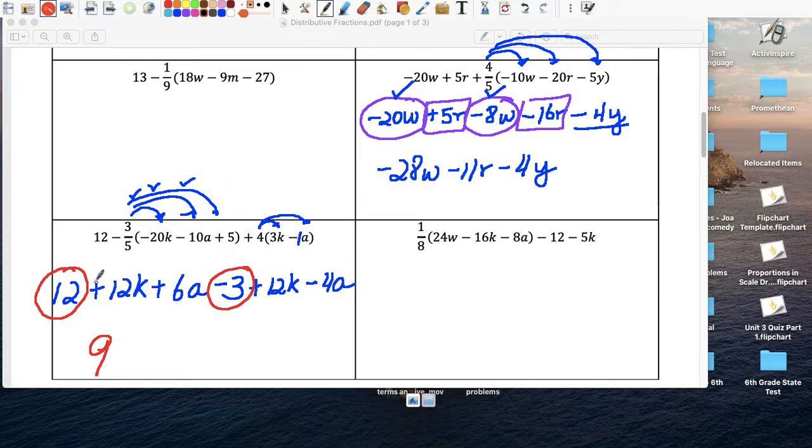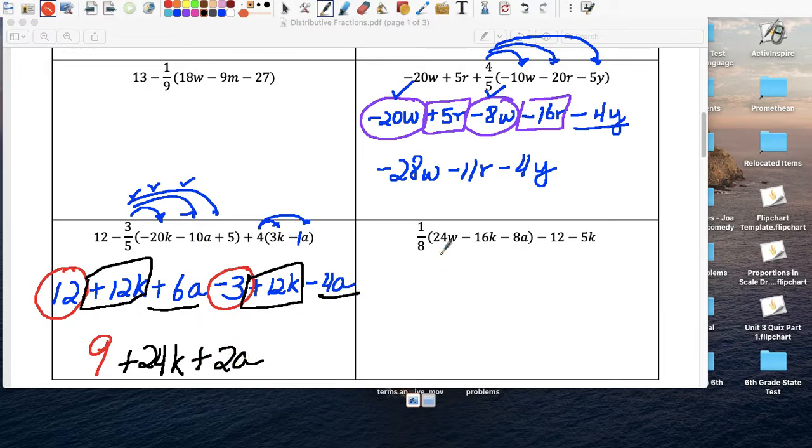K's, do we have any K's? Yeah, we have a 12K over here, positive 12K, and another positive 12K, and those two give me 24K. The other two I won't circle because they are like terms and they're the same. So 6A minus 4A is simply positive 2A. Okay, so it's simplified when I can't combine any like terms and there's no distributive property to be done. So that's how I know my expression is simplified. So that was that page.